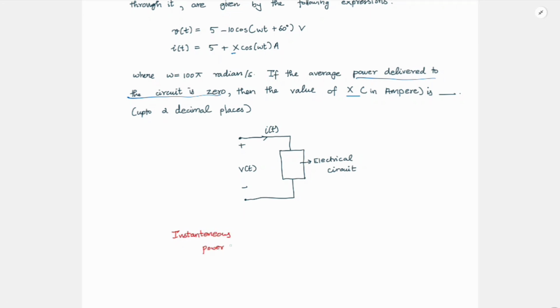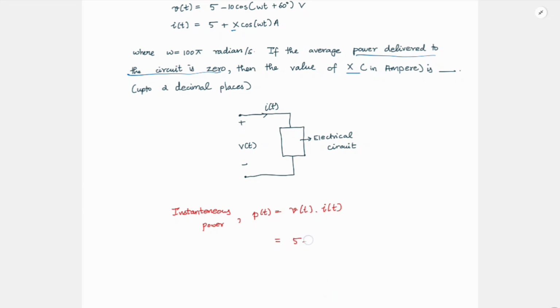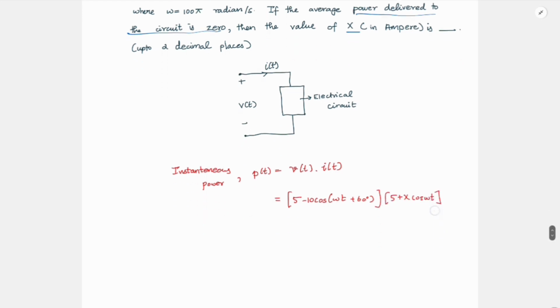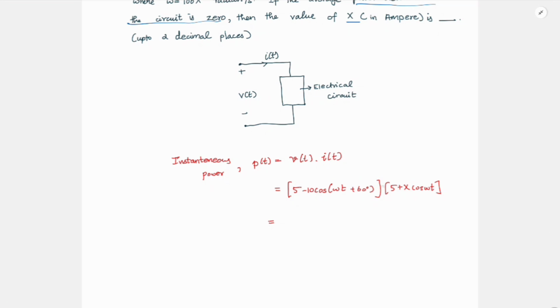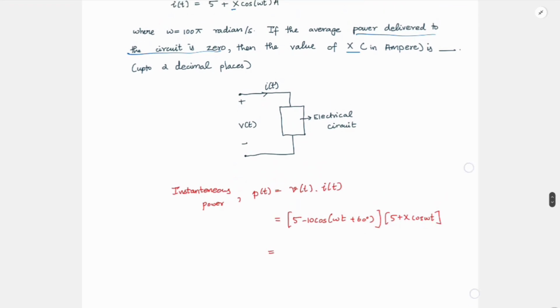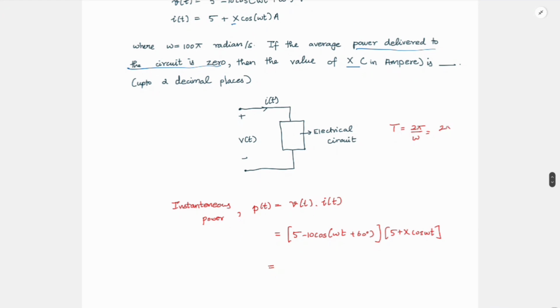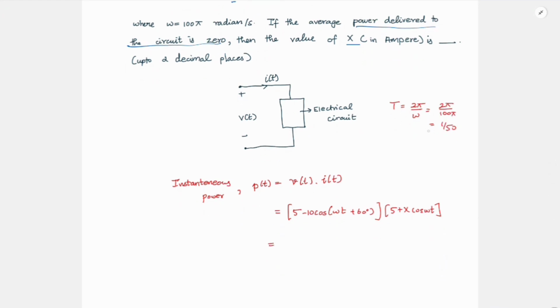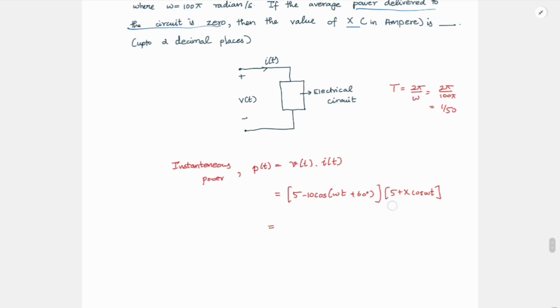So what is the instantaneous power formula? Let me call it P of t. It is nothing but the product of the voltage and current. So what will it come out to be? 5 minus 10 cos(omega t plus 60 degree) into (5 plus x cos omega t). We can multiply it out, and then for average power we have to take the average of this over one time period. The time period here is 2 pi by omega, and omega is given as 100 pi. So 2 pi by 100 pi is 1 by 50. Anyway, I think we won't be needing this. Let's see how it turns out.